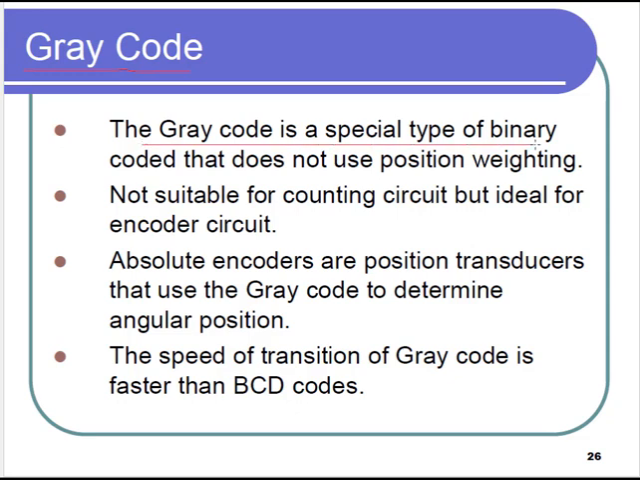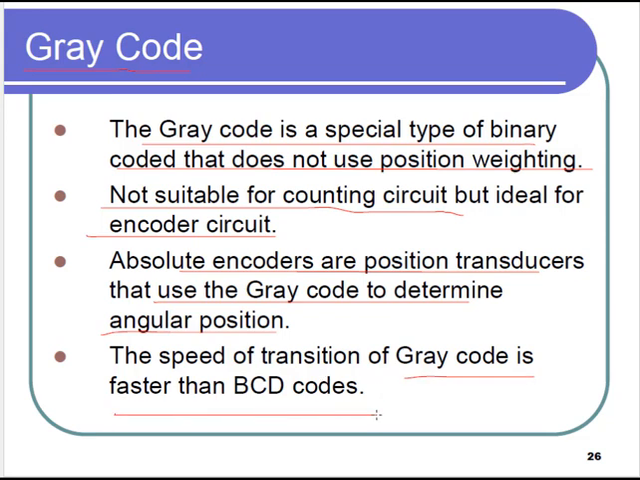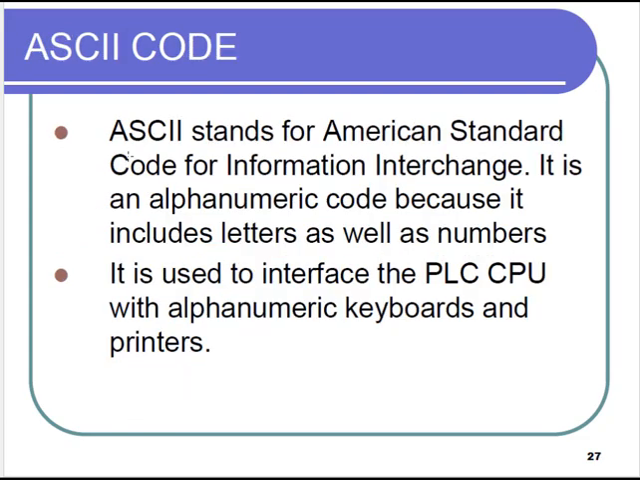The gray code is a special type of binary code that does not use position weighting. It is not suitable for counting circuits, but ideal for encoder circuits. In these, absolute encoders are position transducers that use the gray code to determine the angular position. The speed of transition of a gray code is faster than the BCD codes. So basically, this is the advantage of using a gray code on top of BCD codes. I will not go further on this one. I think you can try to explore by yourself to understand the definition of a gray code.